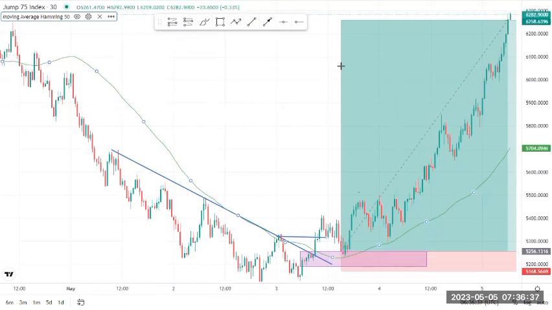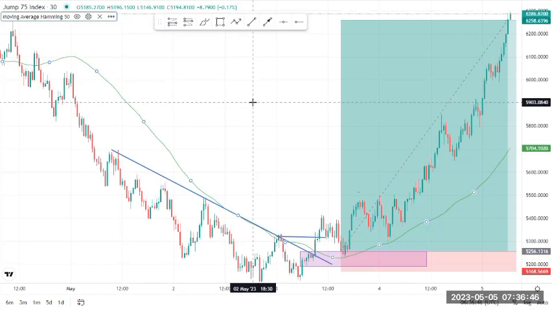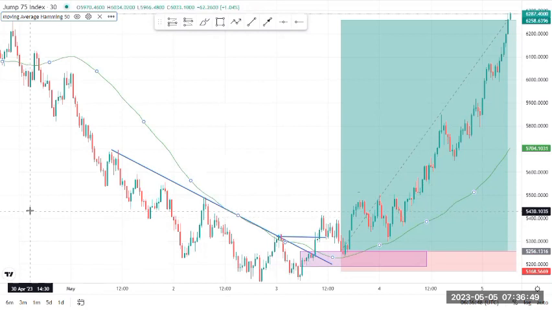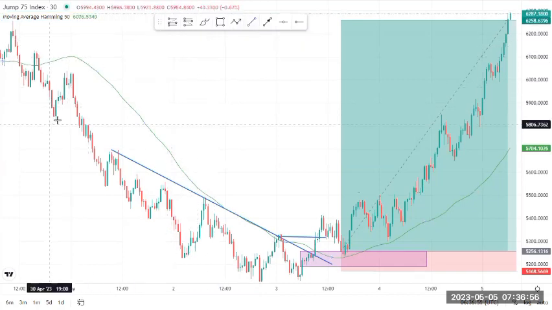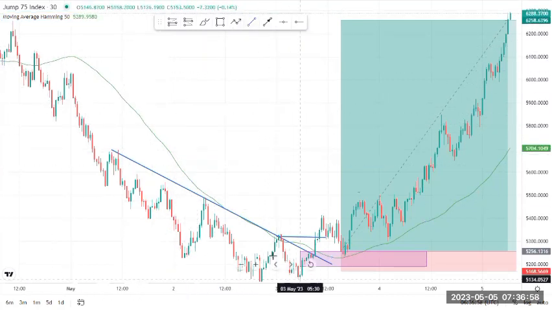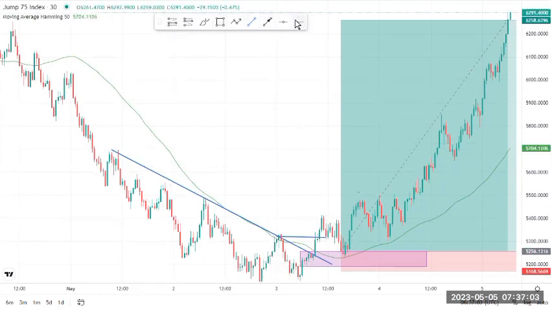Let's begin. So in this course, there are two things you really need to understand very well to be able to master this strategy. Number one is what we call break of structure. Number two is what we call change of character. All right, so these are the two very important concepts you really need to understand.